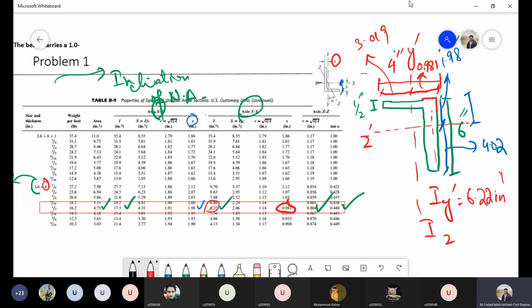And what about IZ dash? It is also given directly over here. 17.3, so that is 17.3 inch 4.